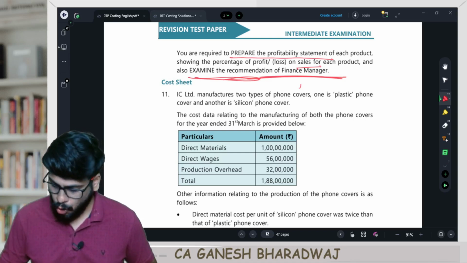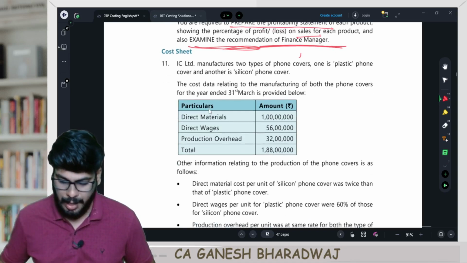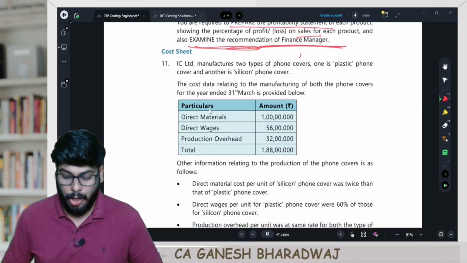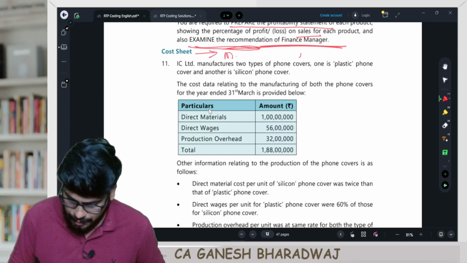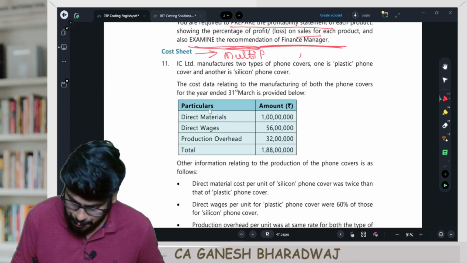Now let's move on to the next question. This question number 11. This question is on cost sheet, right? And this is a question on multi-product cost sheet.